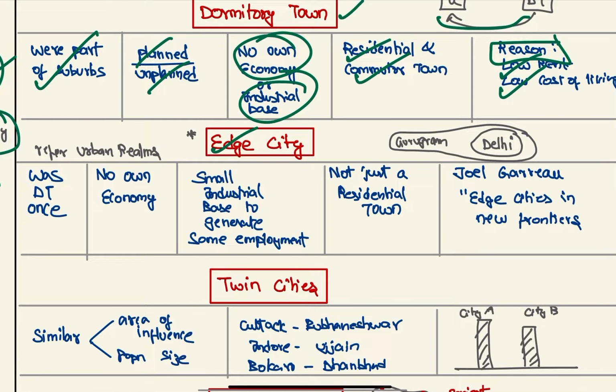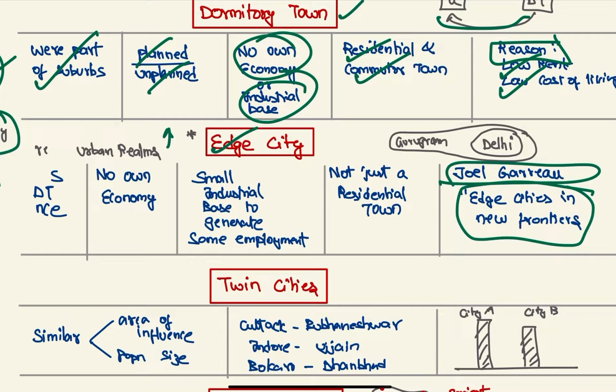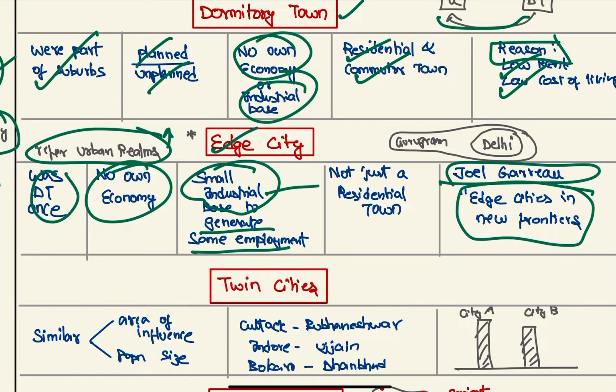Next, we have the edge cities. We have seen this already in the urban limbs in the models of urban morphology. This was given by Joel Garreau in his Edge City: Life on the New Frontier. This was a dormitory town once, but they do not have any own economy. They have a small industrial base to generate some employment. Because they have a small industrial base, not all of them are only residents, but there may also be workers here.